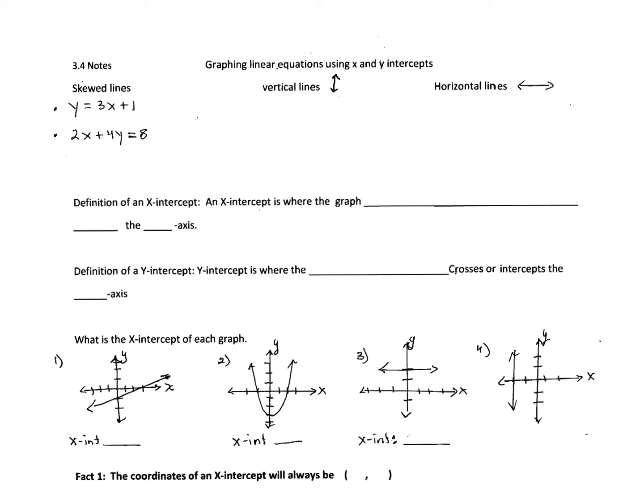We are going to talk about graphing linear equations using x and y intercepts. And we're also going to talk about vertical and horizontal lines and what their equations look like. So there's three types of lines.